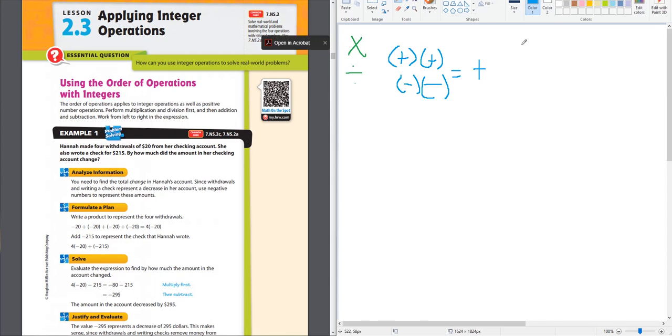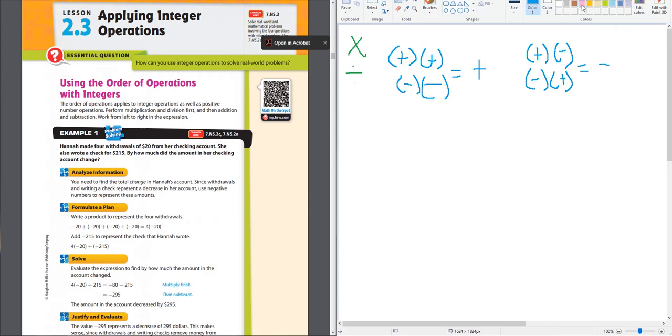Now, if you're multiplying different signs, so let's say one's a positive and negative, or flip it even, negative, positive, it's always going to come out negative. Okay? The same kind of thing works for division.